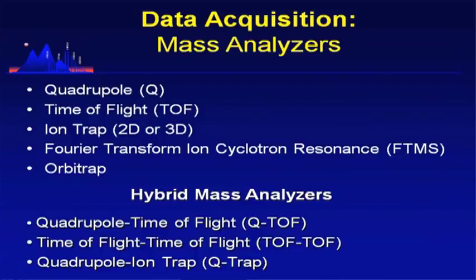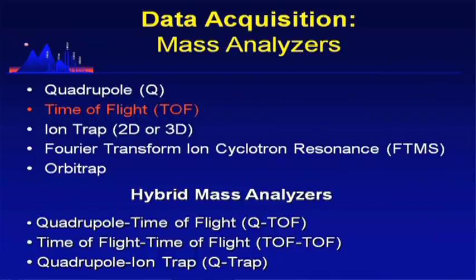These are what are called single mass analyzer instruments. You can also have hybrid mass analyzer instruments, which are basically 2 mass analyzers in tandem. An example would be the quadrupole time of flight, or a QTOF. So you'll use a QTOF in the lab today. There's also a tandem time of flight, or a TOF-TOF, or a quadrupole ion trap, which is called a Q-trap.